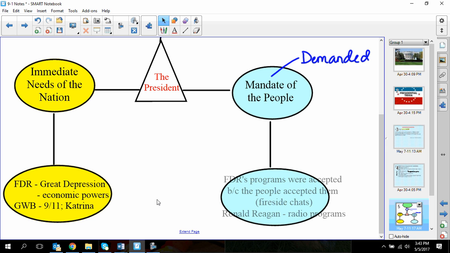As the people of the United States, we demanded that the presidency change. Again, FDR's programs were accepted because the people accepted them. He did that through fireside chats. Ronald Reagan got away with some things as president. It's not that he did anything illegal, but he expanded the powers of the president because he got the mandate of the people by doing radio programs.